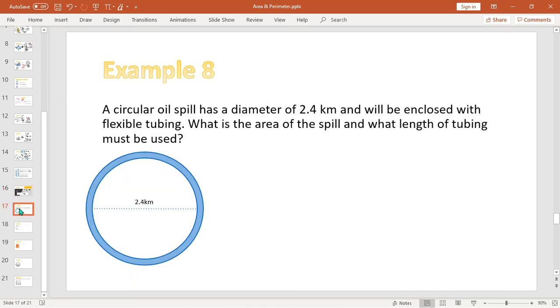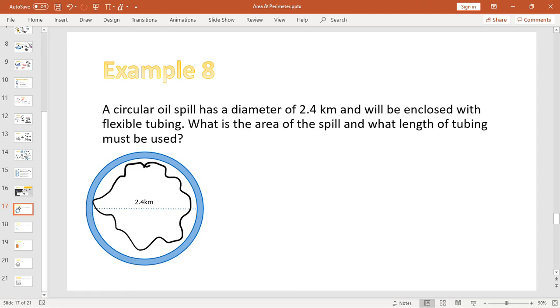Last set of examples. Okay, so we have what looks like a tube, but is actually an oil spill. I'll draw, there we go. It's really nice oil spill, and we're going to contain it with flexible tubing, or an oil fence of some kind. All right, so what's the area of the spill if it was a perfect circle, not what I drew, and what length of tubing must be used?